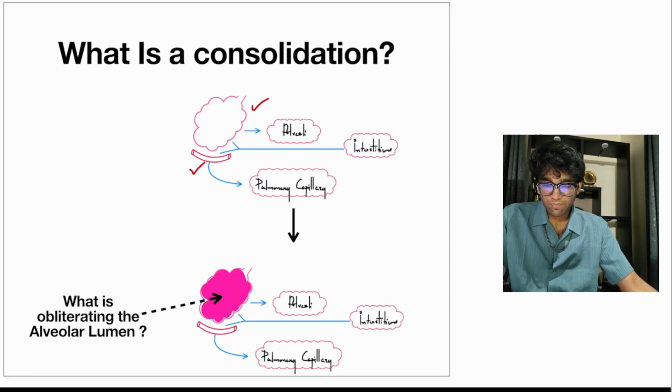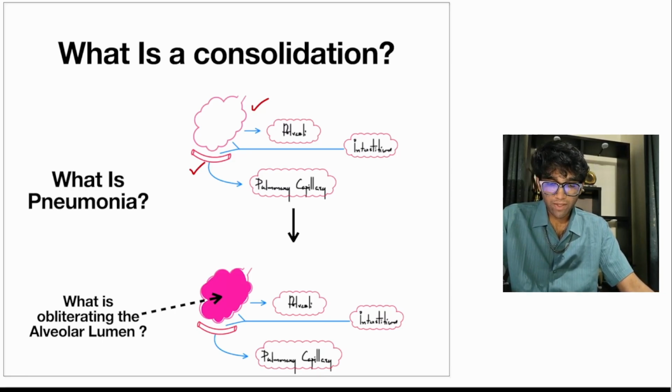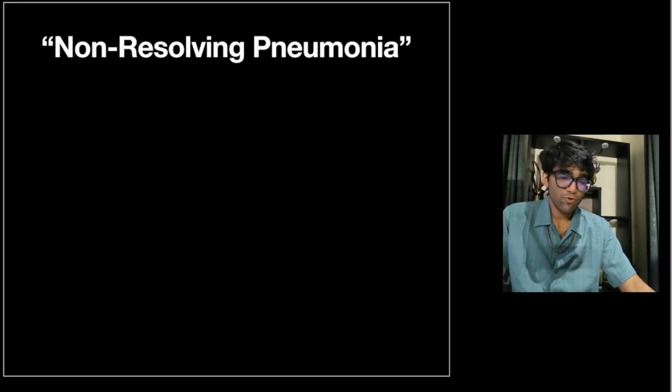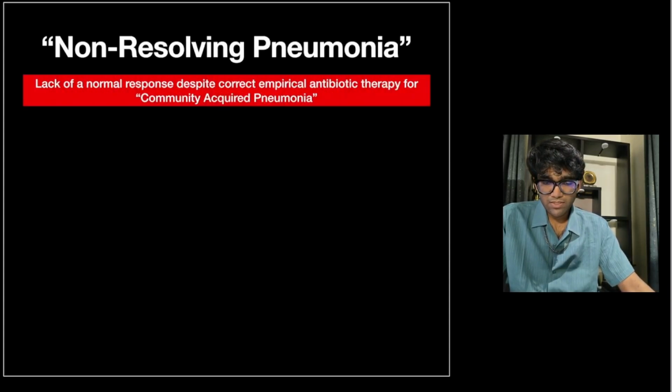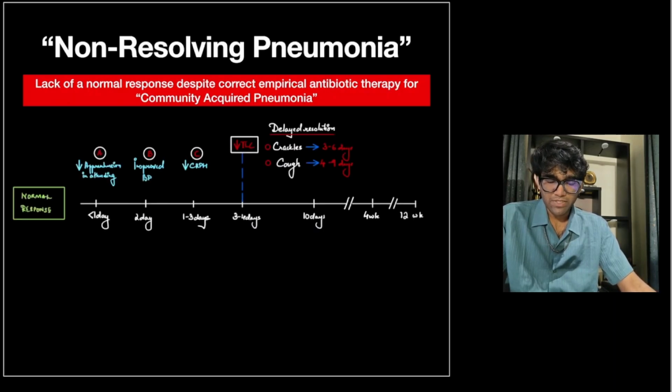Okay, so the question essentially becomes, what is obliterating the alveolar lumen? Okay, and by an extension of that question becomes, what is pneumonia? So clinically, at least, often a term called non-resolving pneumonia is used. So this term is actually meant to denote patients who have not responded normally, quote unquote, despite correct empirical antibiotic therapy for community acquired pneumonia. Okay, so our patient basically.